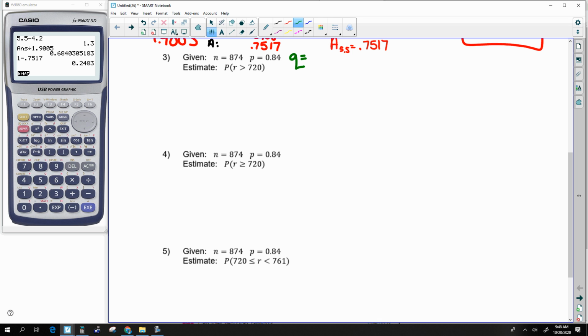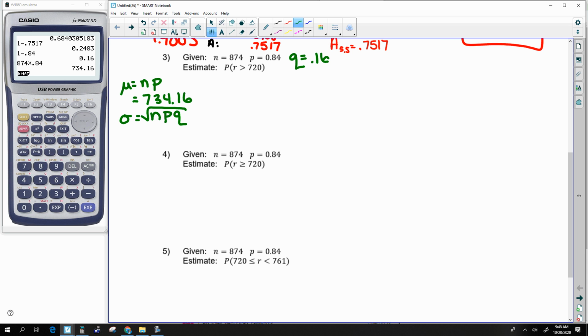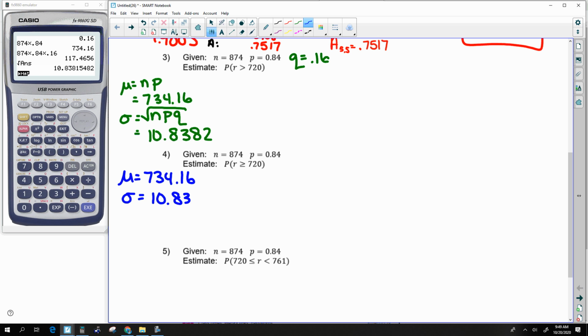So the q in problem number 3 is 0.16. The average is n times p. And the sigma is n times p times q, square rooted. All right, so this is going to be the same for all of these problems. So the next problem is going to have an average of 734.16 and a standard deviation of 10.8382. And just go ahead and kind of steal these answers going down the list here.